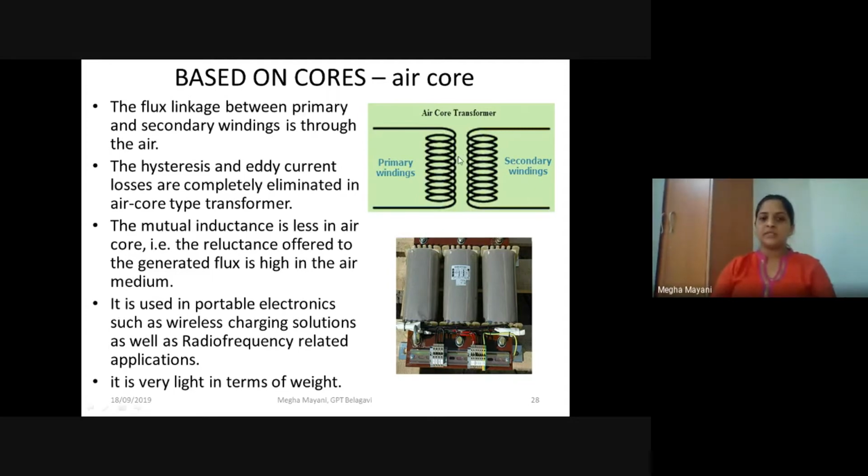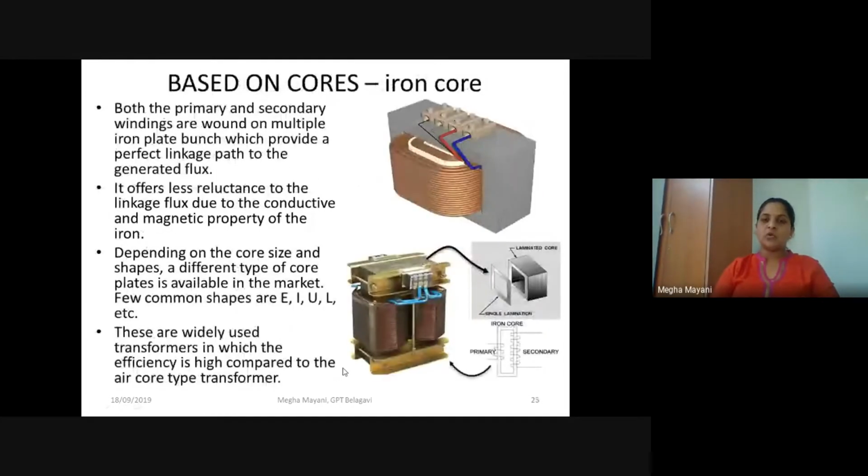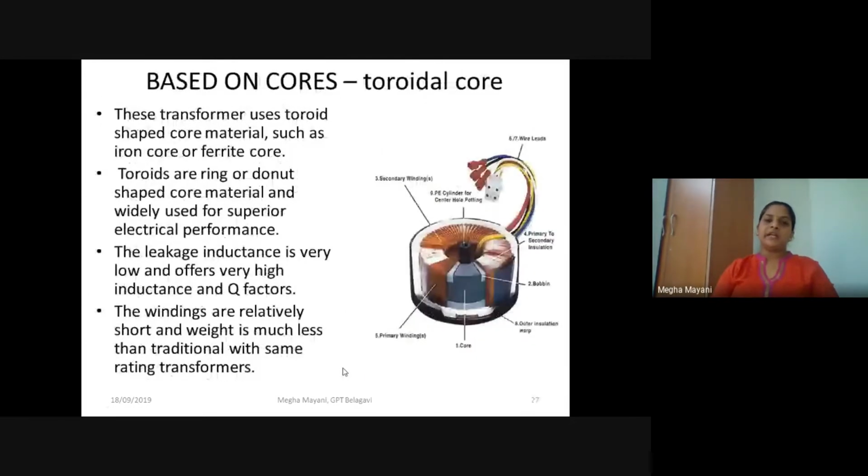Of transformers. And these are used in portable electronics, and hence these can also be used in wireless charging solutions, and even find usage in radio frequency related applications. These are also very light in terms of weight. Hence, they are used in portable electronic devices. So I hope the four categories under core are clear. Based on the core material, you have iron core, ferrite core, toroidal core, and air core.